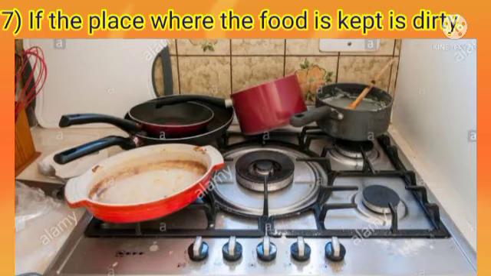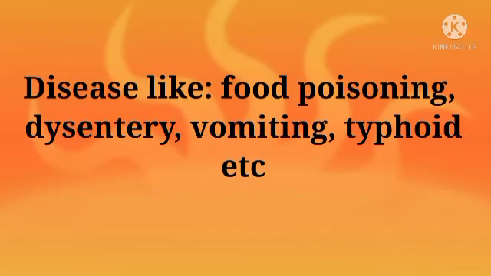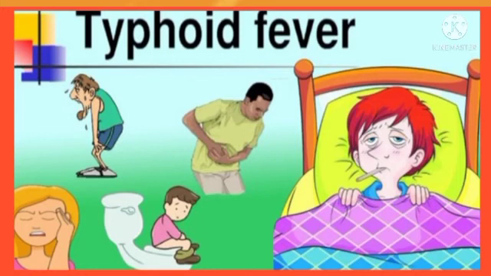Now students, if polluted food is eaten, what will happen? Diseases like food poisoning, dysentery, vomiting, typhoid, etc. occur. In order to avoid these diseases, the food should be handled safely. Now students, what do you mean by typhoid? It is a disease spread by dirty water and food, causing high fever and sometimes death.